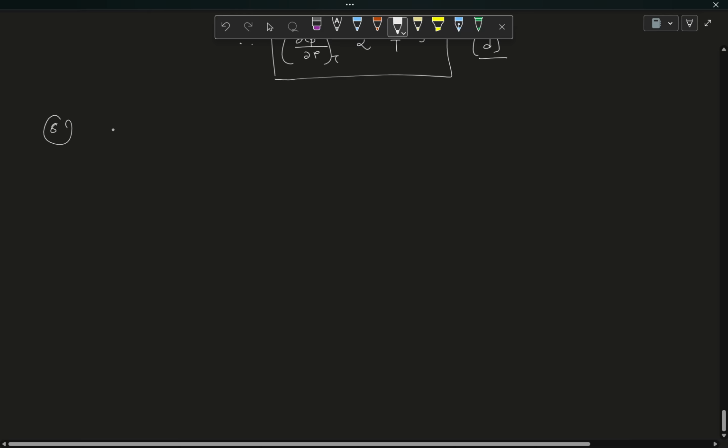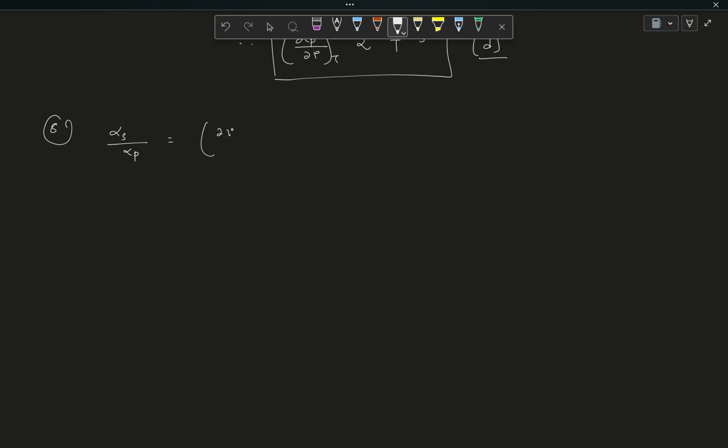So question number 8 is saying that alpha S by alpha P is equal to... basically you know that alpha formula, so the V and V cancel out on both top and bottom, so you are only left with this. I think it was 1 by V, 1 by V, so these are cancelling out, so these are the main terms that are left.